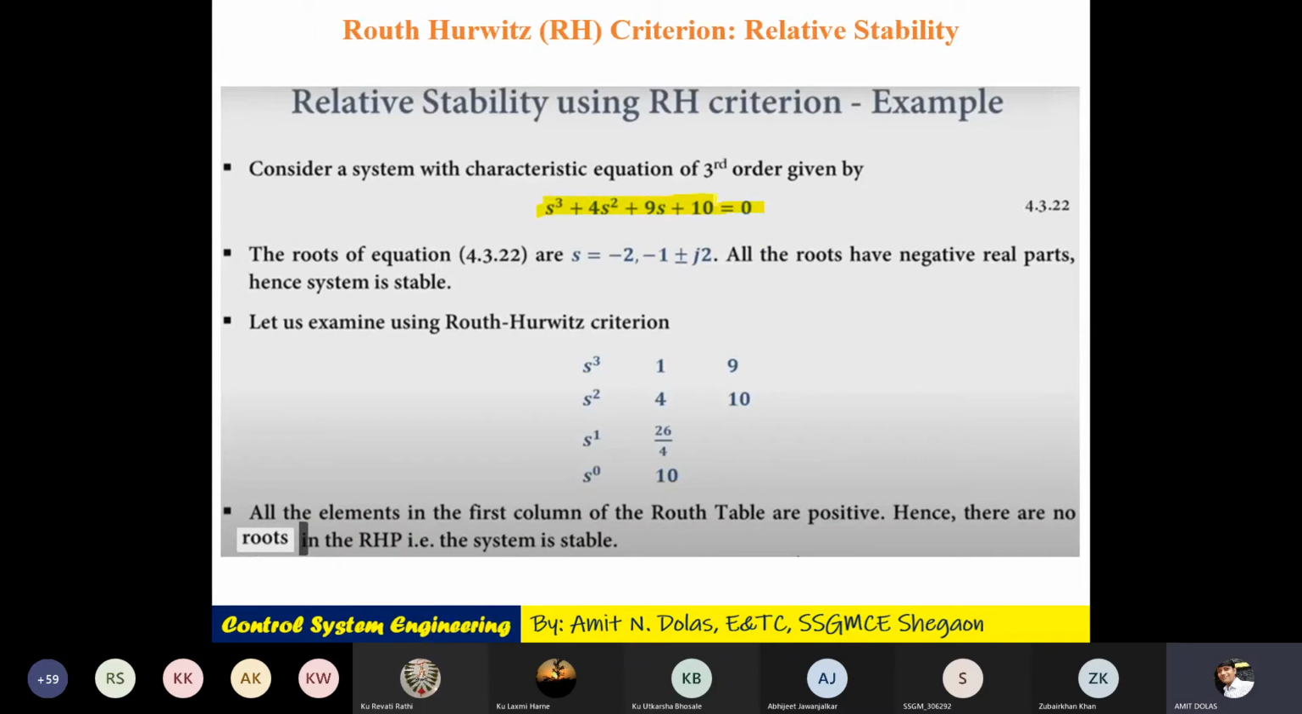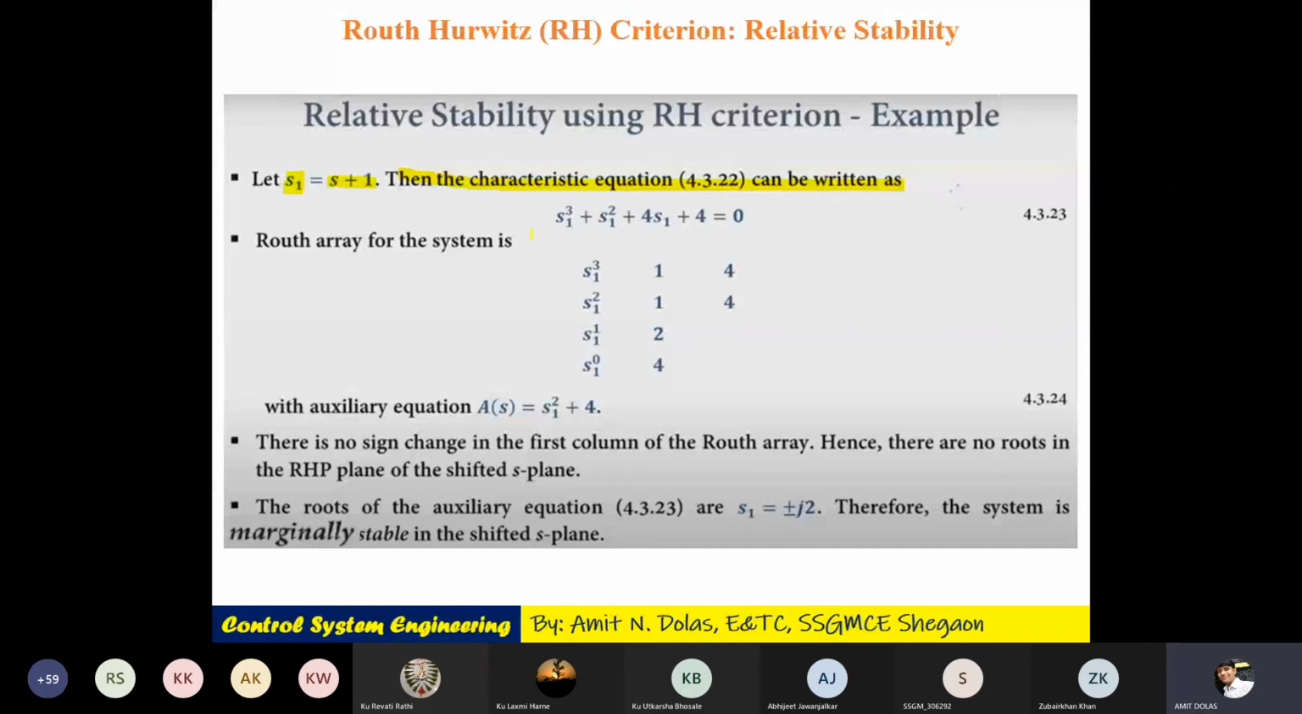So S1 is equal to S plus 1. This means S is equal to what? S is equal to S1 minus 1. So I'll put all the values. You can see here, S1 is equal to S plus 1, so S will be S1 minus 1. I'll put all the values in the previous characteristic equation. And then we get S1 cube plus S1 square plus 4S1 plus 4 equal to 0.